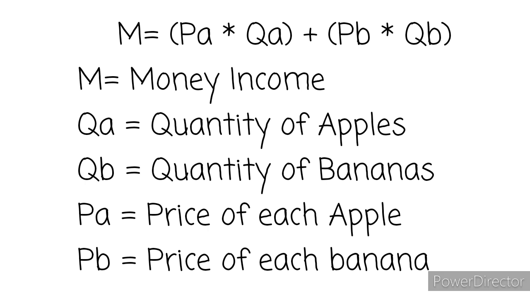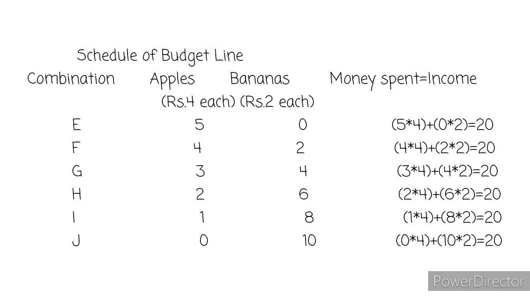So if apples cost rupees 4, that means the price PA is 4 and PB is 2, and the quantity of apples is 5 units. So we'll do PA into QA, that is 4 into 5, plus PB into QB, that is 2 into 0, and when we add this we get 20. So 20 is the entire income we have.